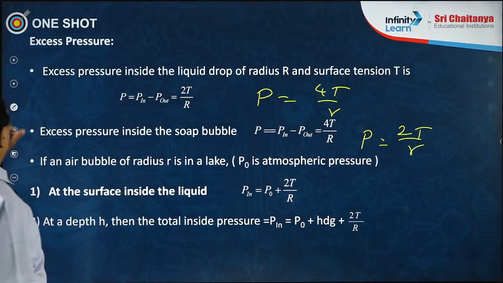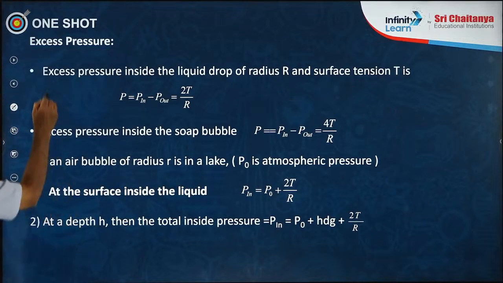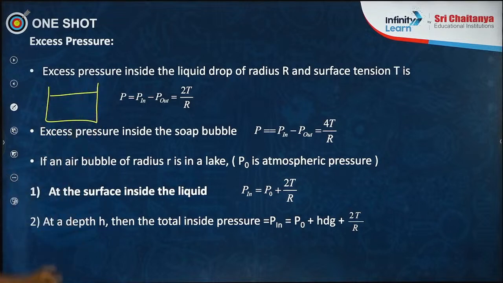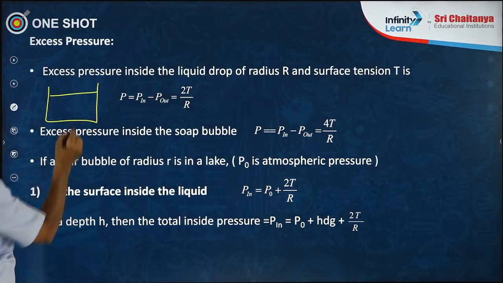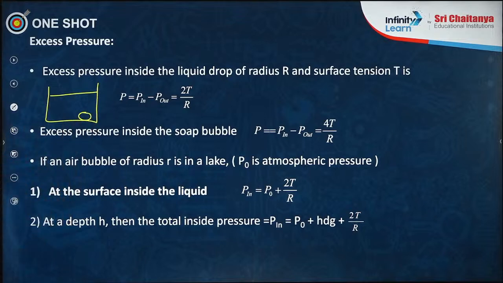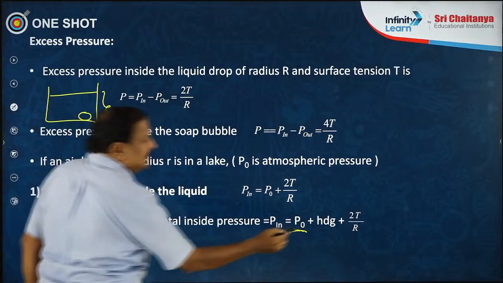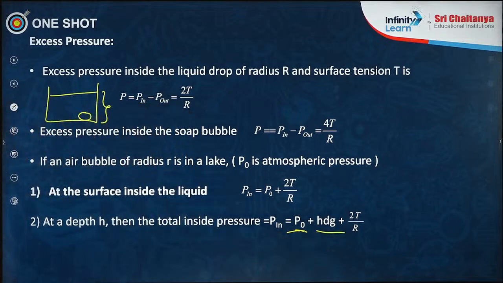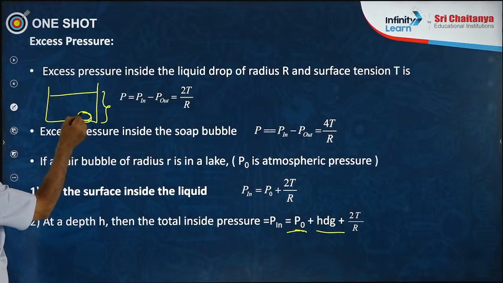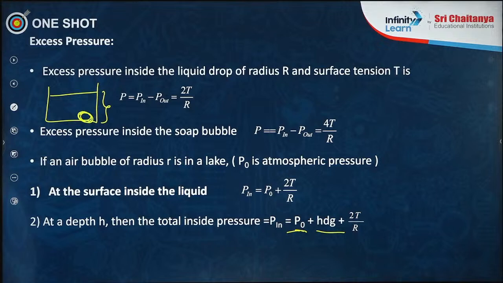And now in this case also, for example, this is the liquid in a beaker. Suppose an air bubble is here at the bottom, what is the total pressure of this bubble? Number 1, atmospheric pressure, number 2, pressure due to the height of the liquid column, hDg, where D is the density of the liquid. And even though it is a bubble, because it is inside the liquid, it has air inside and liquid outside.